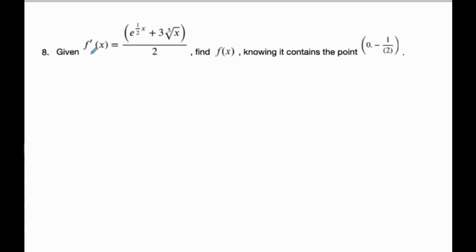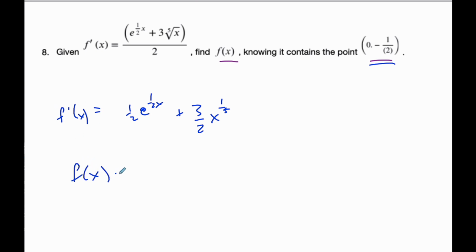We're told the derivative of f(x) is this particular function, and we want to find f(x), knowing it contains this point here. If I rewrite this, breaking up my fraction, I know it's 1/2 e to the 1/2 x plus 3/2 x to the 1/5. Now if I take the antiderivative, f(x) is equal to, looking at my function first, e to the 1/2 x times the derivative of 1/2, which is 1/2, and so that is considered here. I could have also kept this 1/2 here and multiplied by the reciprocal of the derivative, which is 2, which is also equal to 1.